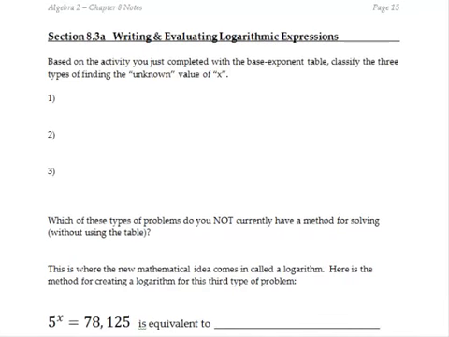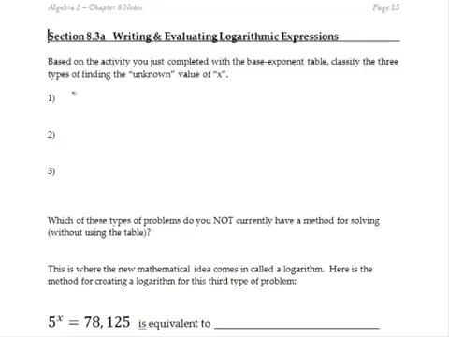This is lesson 8.3a, where we're going to introduce what a logarithm is. So in class we did an activity that helped us use a table of values using bases and exponents. And what you need to know for this lesson is that we found three types of equations that have exponents in them.